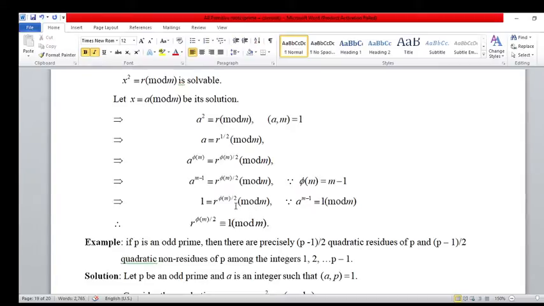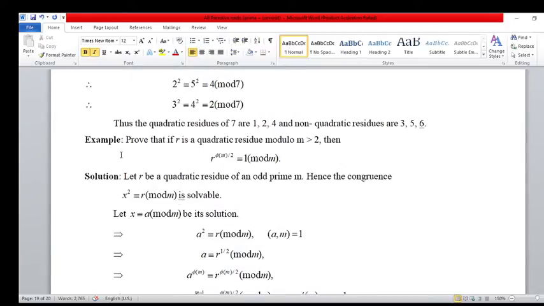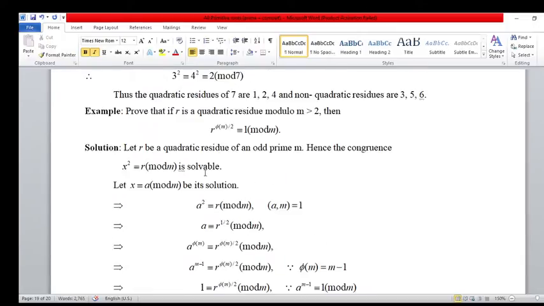Now this gives R raised to the power phi m upon 2 congruent to 1 mod m. This example is so easy. Again, repeat this. R is the quadratic residue. This equation is given. It is soluble, which means this equation has a solution. Suppose b is a solution of the above equation, and now convert this solution into this form.